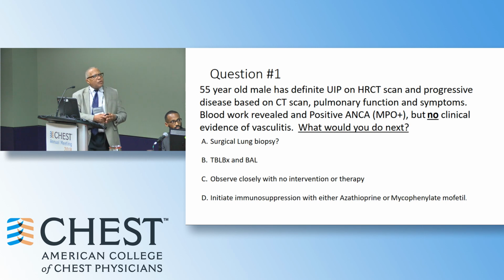Okay? So question number 1, and I'm interested in your opinion about this. A 55-year-old man with definite UIP on HRCT scan, progressive disease based on CT scan, pulmonary function, and symptoms. He has blood work that showed a positive ANCA in an MPO distribution with no clinical evidence of vasculitis. What would you do? How many would do a surgical lung biopsy? How many would do transbronchial biopsy and BAL? Closely observe with no intervention? Initiate immunosuppression with azathioprine?